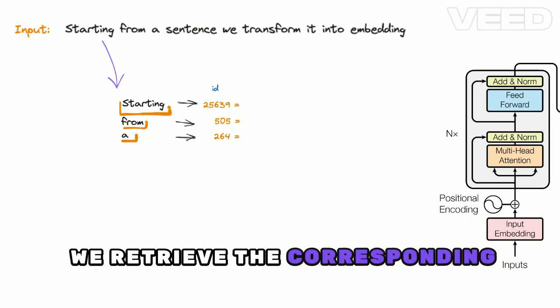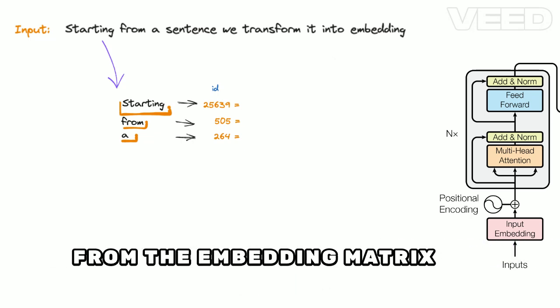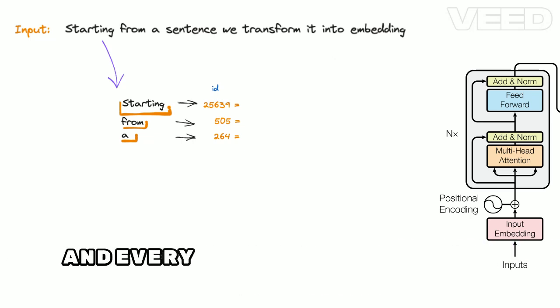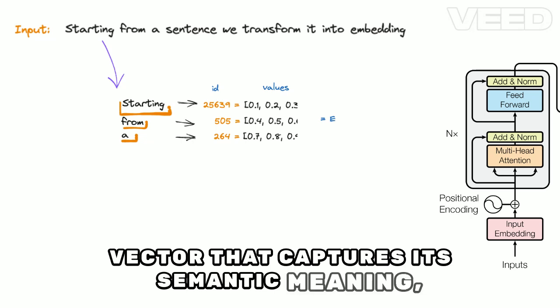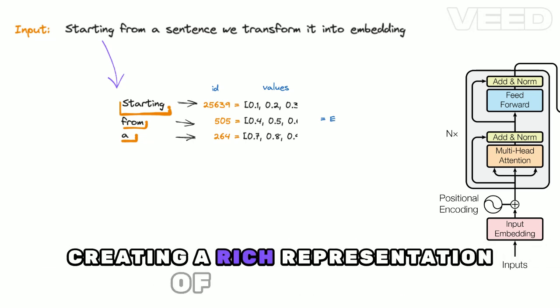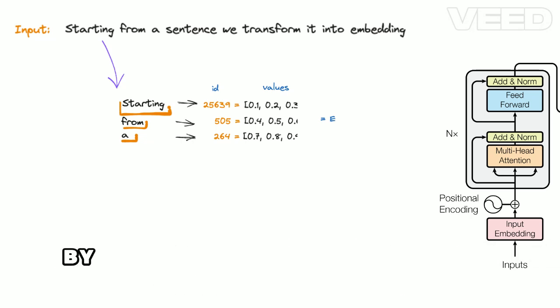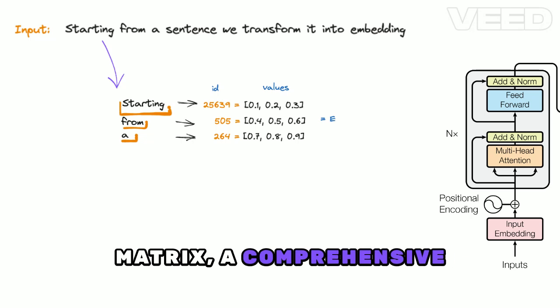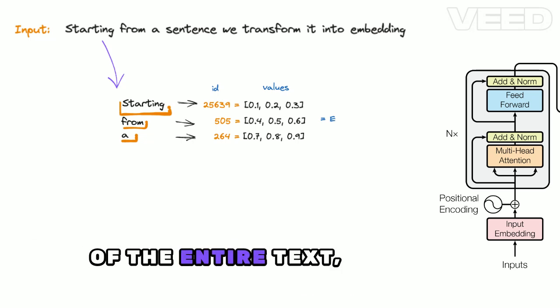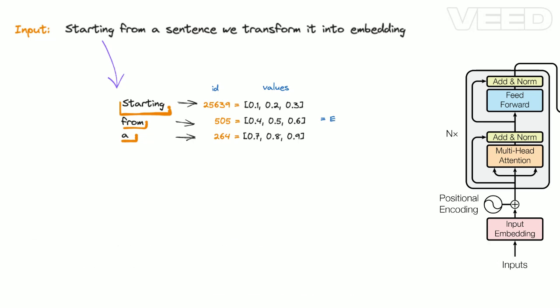We retrieve the corresponding value from the embedding matrix for each token, and every token is matched with a dense vector that captures its semantic meaning, creating a rich representation of the word. By doing so, we obtain the input embedding matrix, a comprehensive representation of the entire text semantic content.